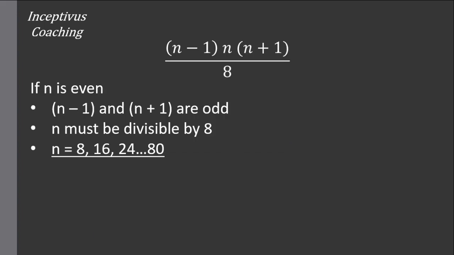Let's first consider the case when n is even, which means that the 2 numbers around it, n minus 1 and n plus 1, must be odd. And there's no way these 2 odd numbers could be divisible by 8. Therefore, n itself must be divisible by 8. So let's think about all the numbers within the range of n that could be divisible by 8. You have 8, 16, 24, and so on, all the way until 80. So therefore, you have 10 choices when n is even.